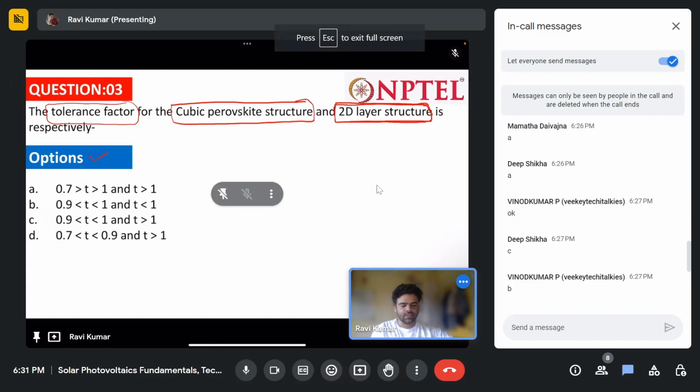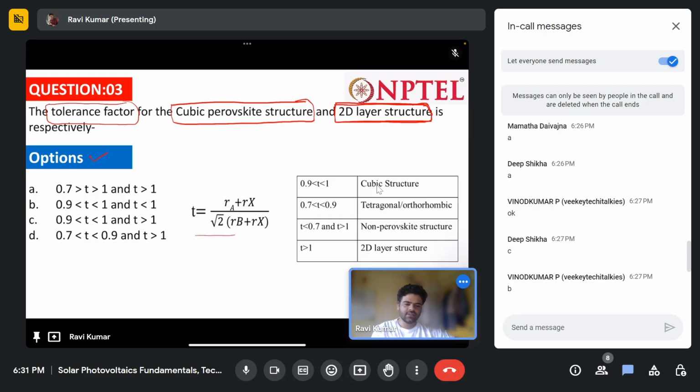Cubic structure. Okay. Now give me the answer. The answer is in front of you.